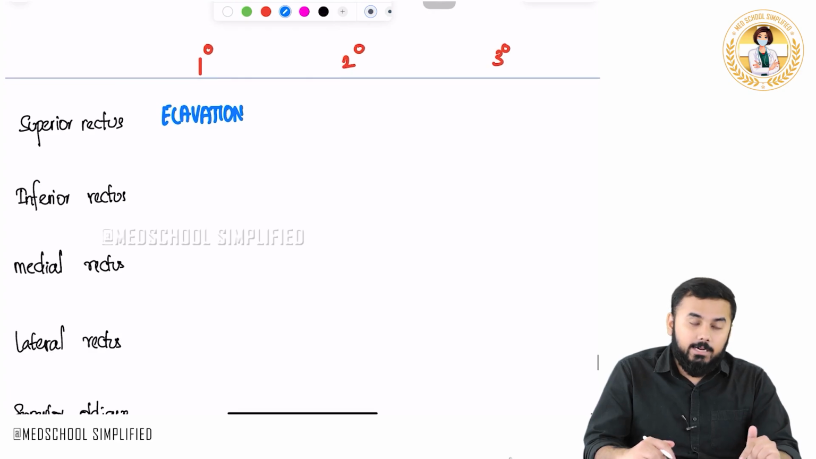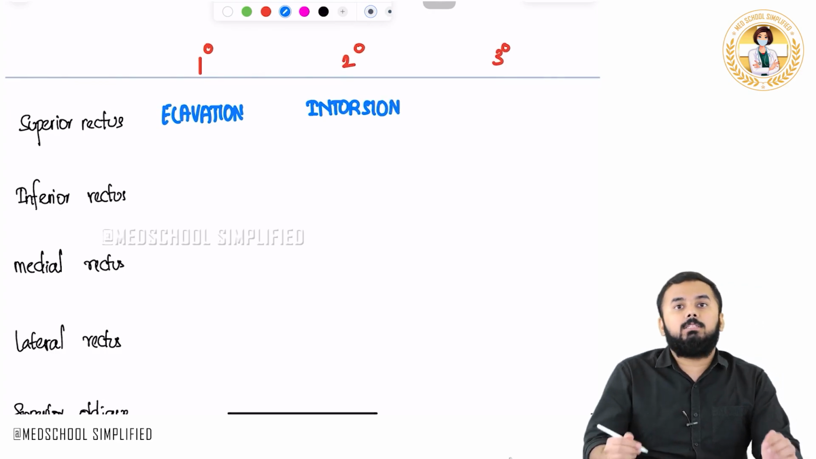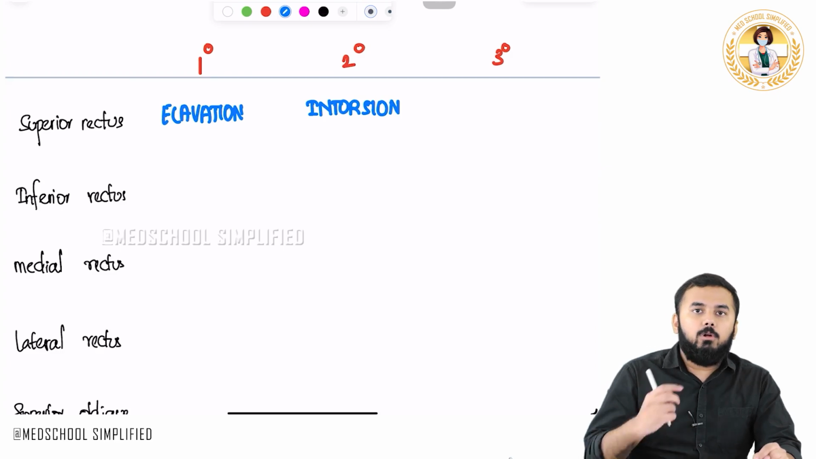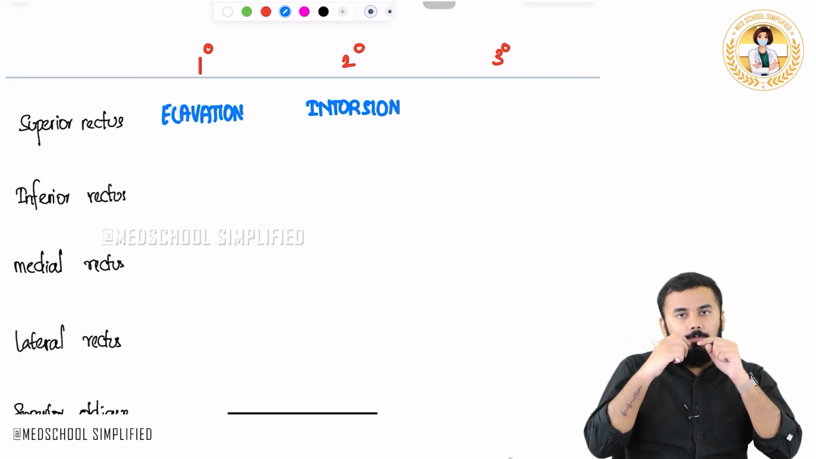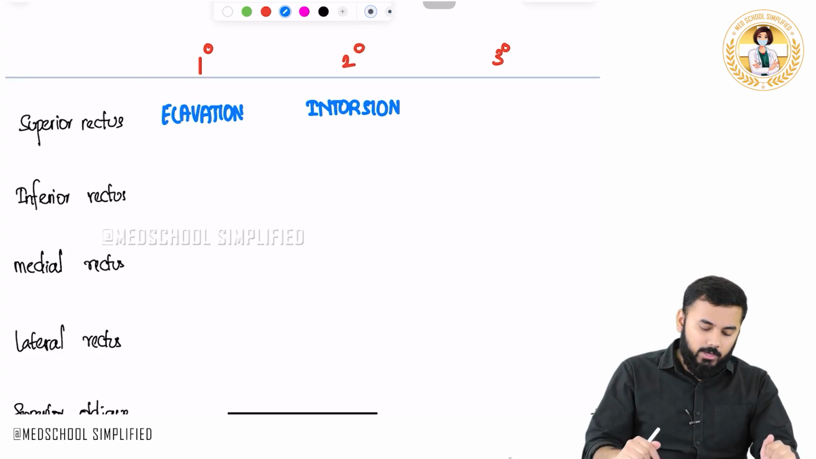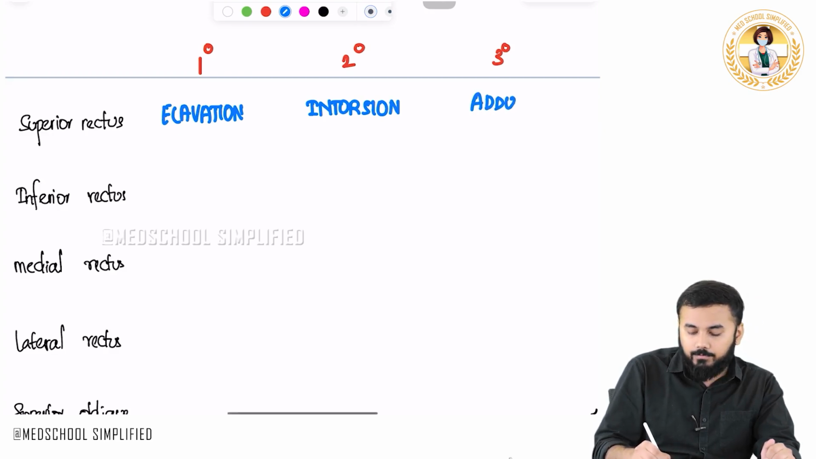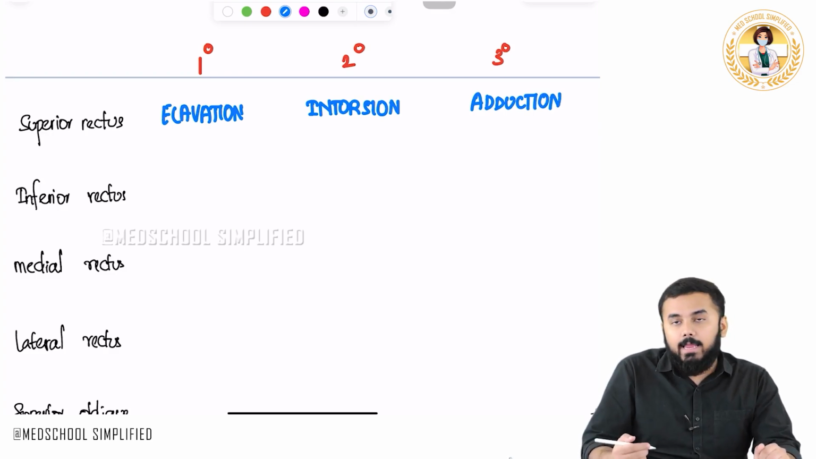Next, the secondary action is intorsion. What do you mean by intorsion? Intorsion is inward, in the medial direction. If the eyeballs have to look medially, that is called intorsion. Intorsion is inward, extorsion is outward. And the third important thing, it is also responsible for adduction of the eyeball. So 3 actions: elevation, intorsion as well as adduction.